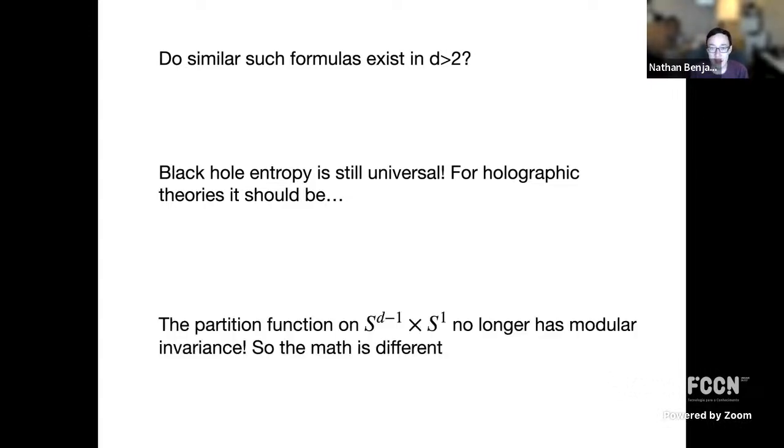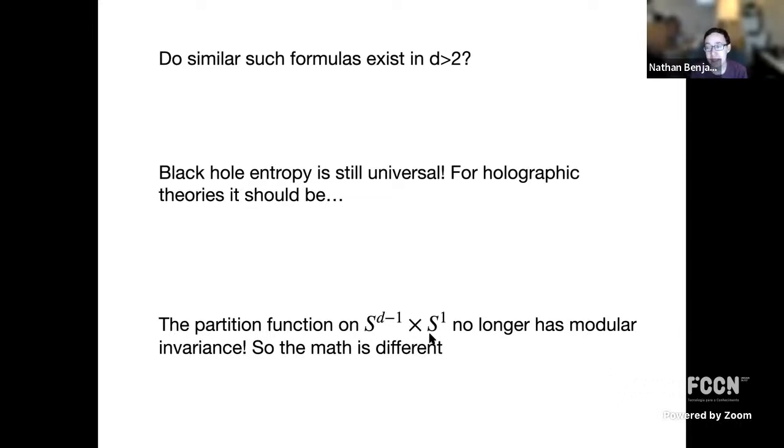Unfortunately, the techniques that we used in 2 dimensions won't work, because to compute this trace of a density of states with this operator-state correspondence, you need to compute the path integral on S^(D-1) times S^1. And this no longer has modular invariance, right? Modular invariance happens when you exchange this S^1 with S^1 when D equals 2. And there's a famous theorem of mathematics that D minus 1 equals 1 only has a solution at D equals 2. So if I do this for a 3D CFT and compute the partition function on S^2 times S^1, obviously I can't exchange the S^2 and the S^1.